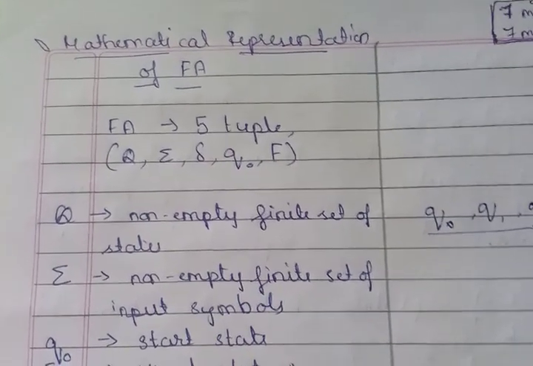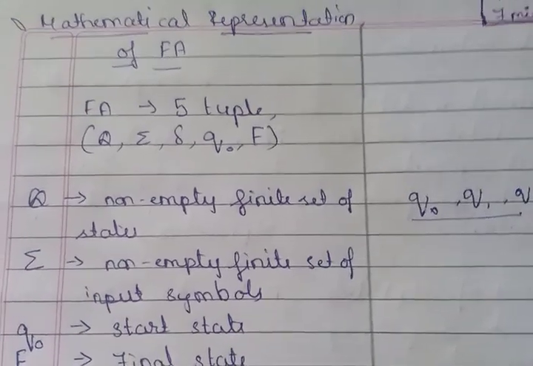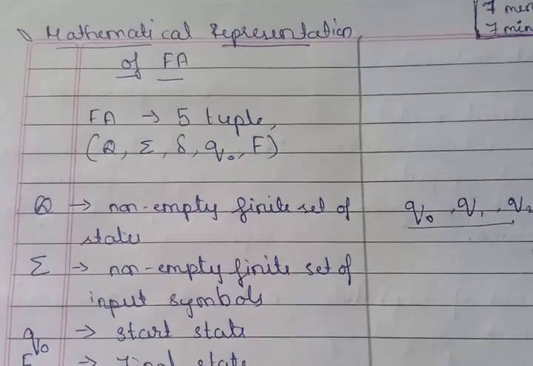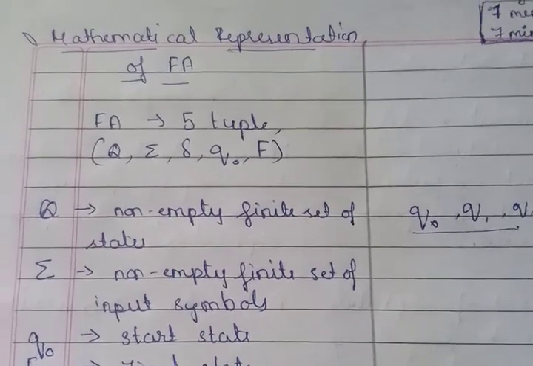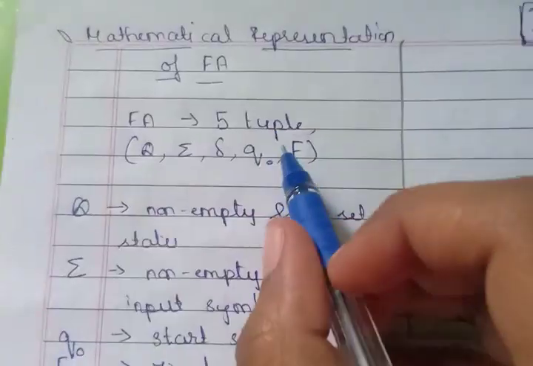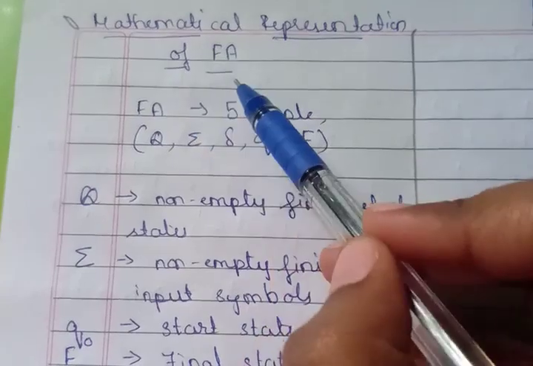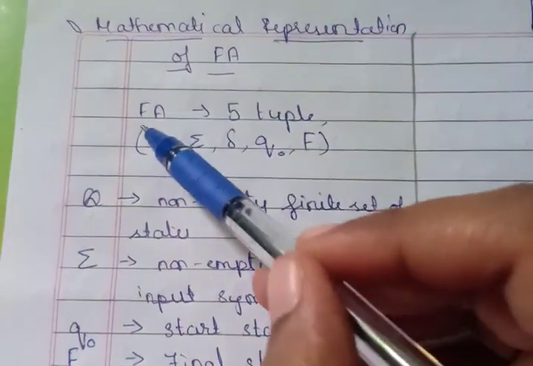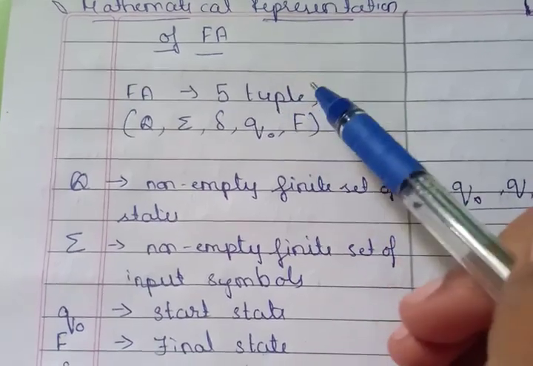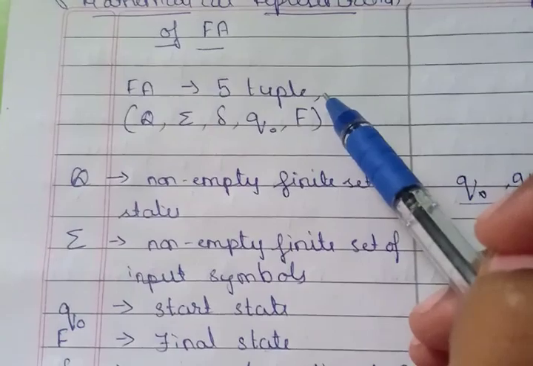I guess we have discussed the definition, the simplest form of Finite Automata, the block diagram of Finite Automata and their components. As we mentioned in the previous video, now we will be discussing the mathematical representation of Finite Automata, where a finite automaton is basically a 5 tuple. A tuple is nothing but components or elements or members. It consists of 5 elements.